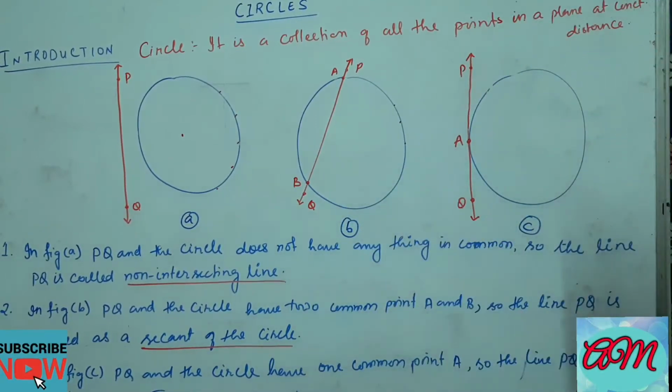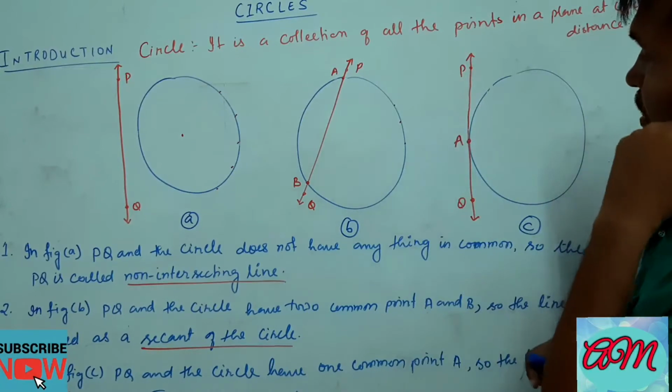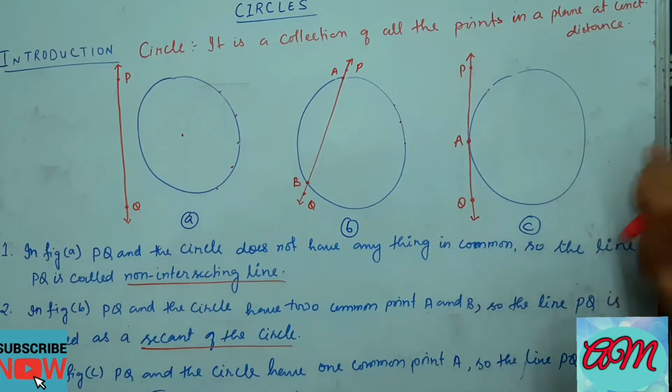Now coming to the third diagram. In the third diagram, you can see there is a circle, and the line PQ is touching the circle at a point, at only one point.